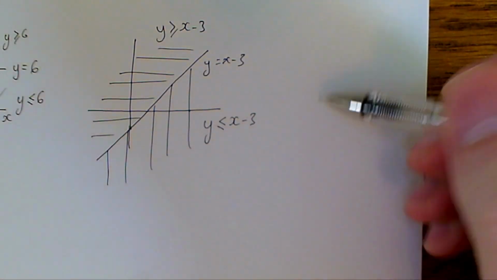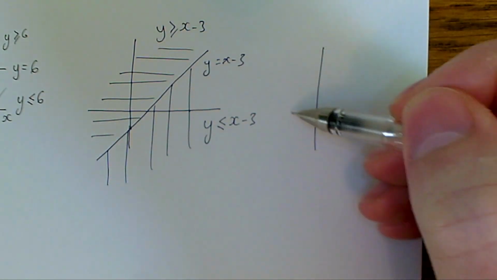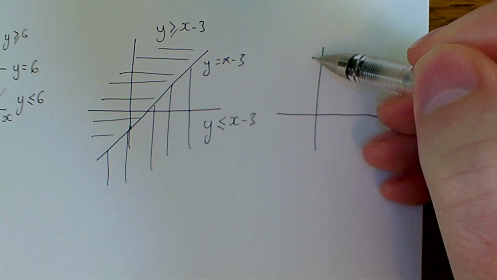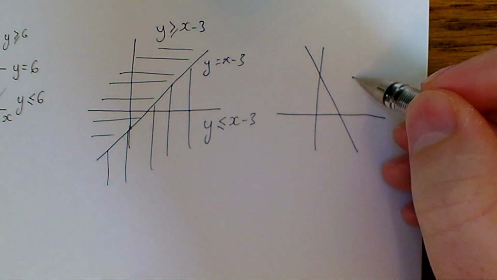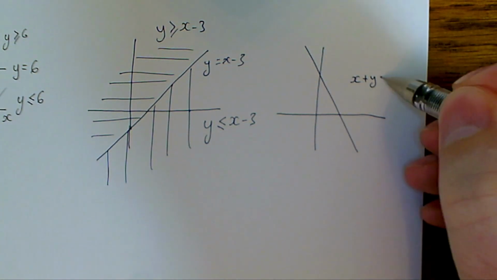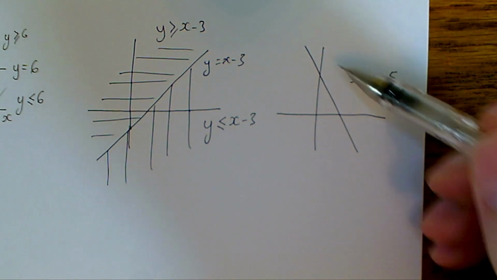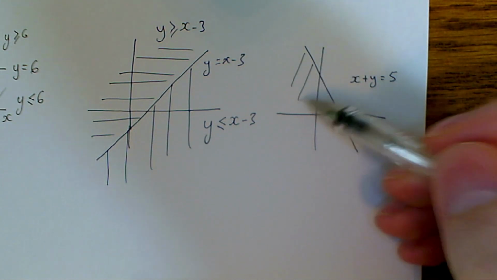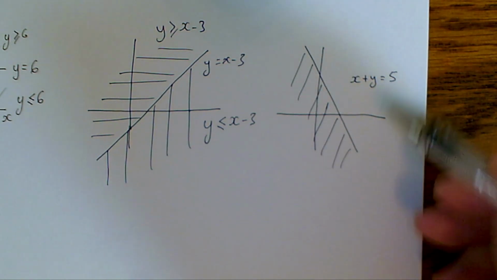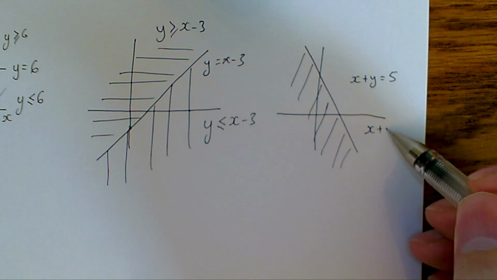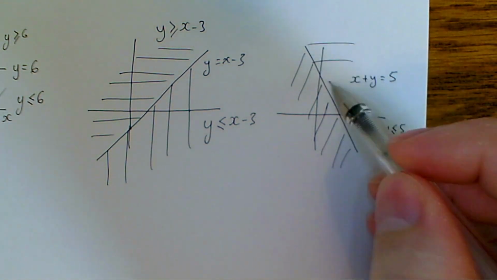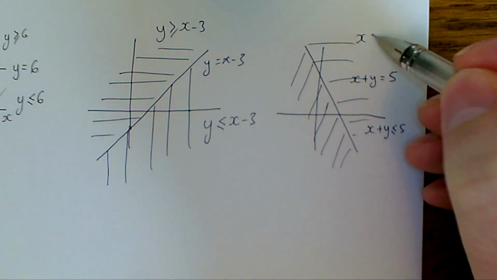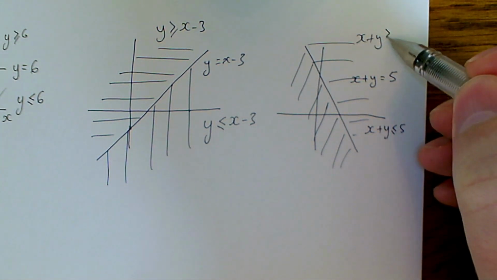Okay, and the last one they wanted us to talk about was x plus y equals, I think it was 5. Yep, I'm just writing down the equation of that straight line. Now, clearly if I shade underneath it, it's going to be the bit where x plus y is less than or equal to 5. Again, a solid line. The bit above would be where x plus y is greater or equal to 5.